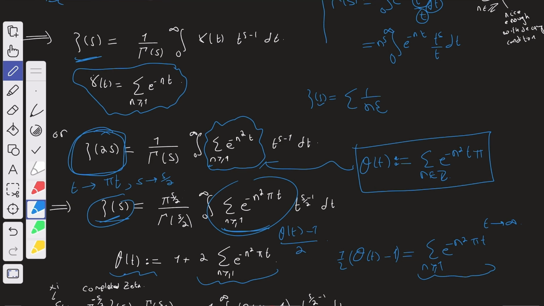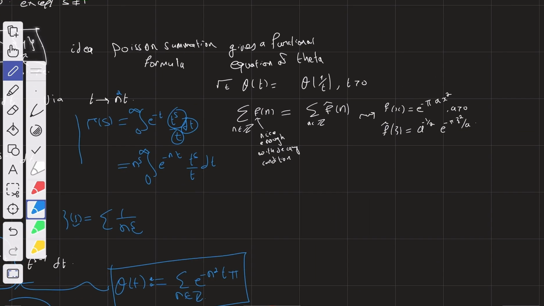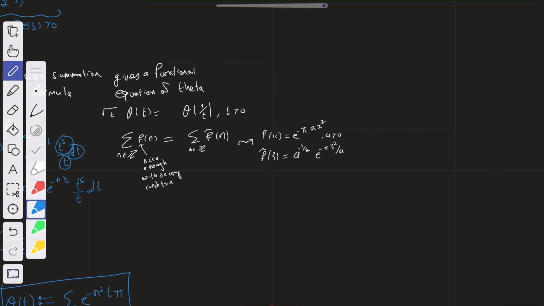I'm going to define what I mean by nice here, but let us do a little bit of a digression and discuss, or at least let me tell you, what the functional equation of theta is. So it turns out that it's easy to prove the following functional equation of theta. The square root of t times theta of t is equal to theta of 1 over t. This is for t positive. So how do we prove this?